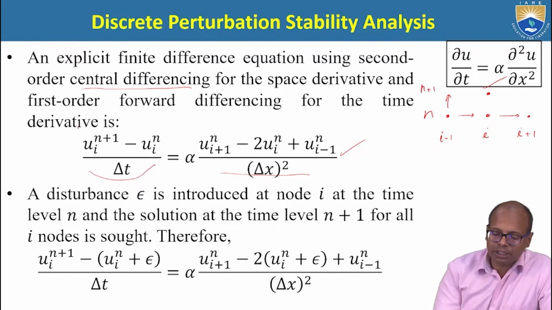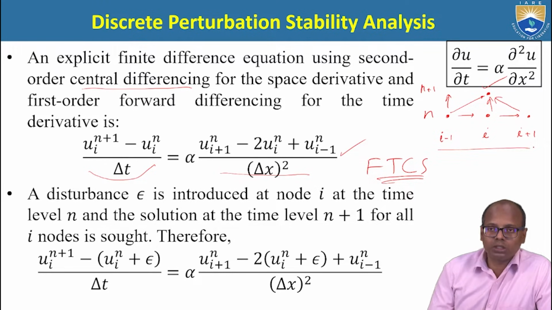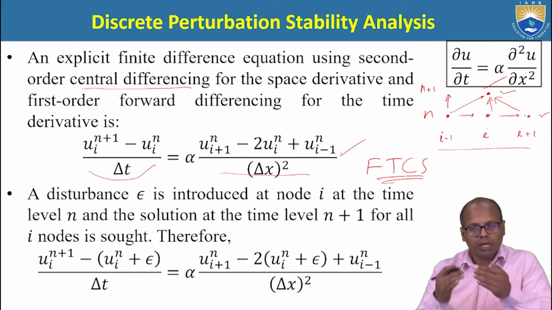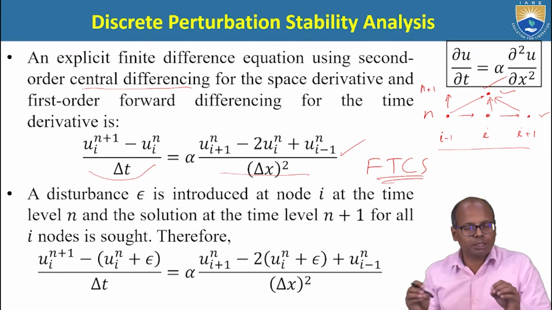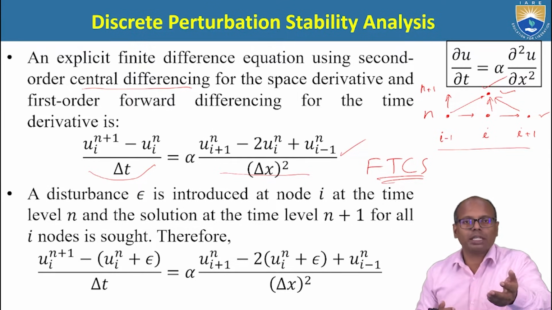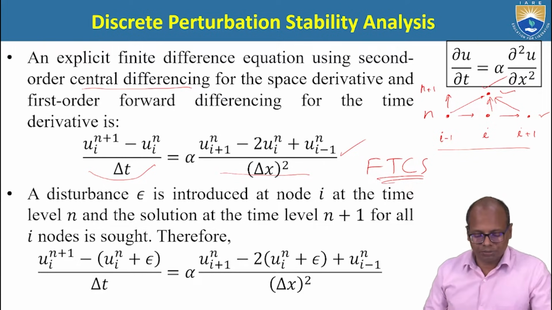Now if I do this FTCS, forward in time, central in space method, what I am doing is finding the unknown term in respect of the known terms. This is the unknown term and these are the known things. At the nth time level I have solved all the grid point values, and I am going for n plus 1. If I use this FTCS, I have only one unknown, all the other terms are known.